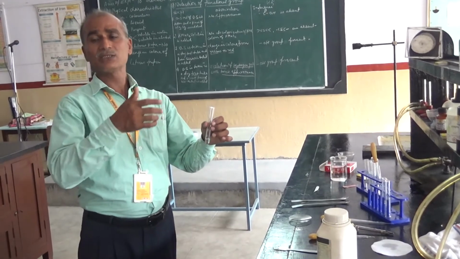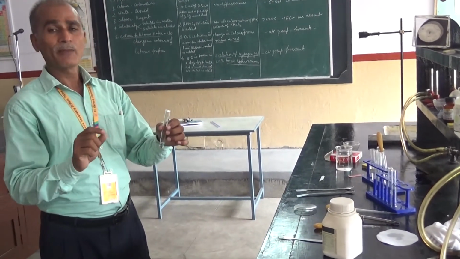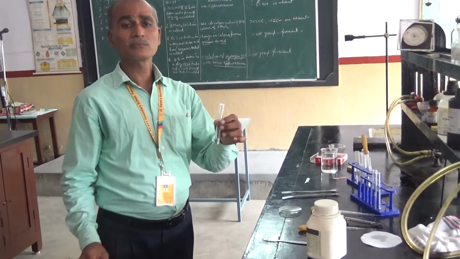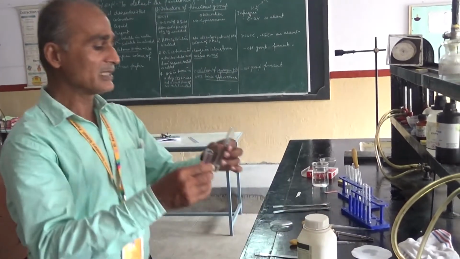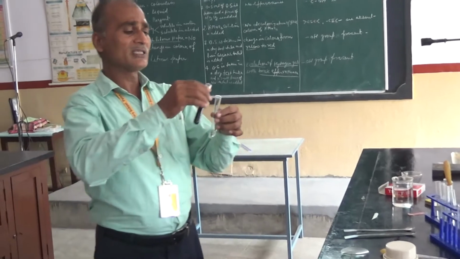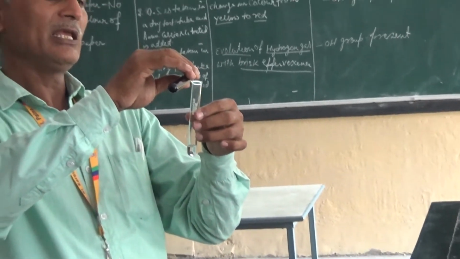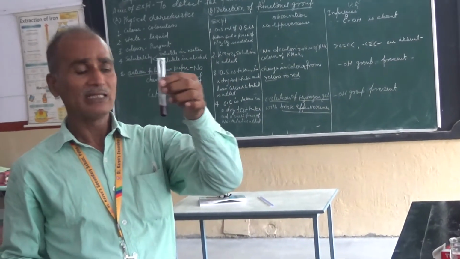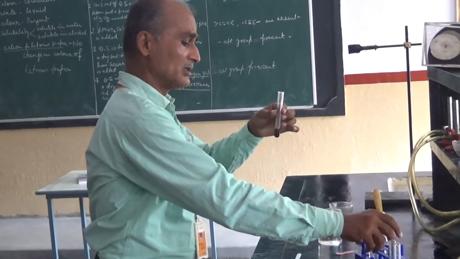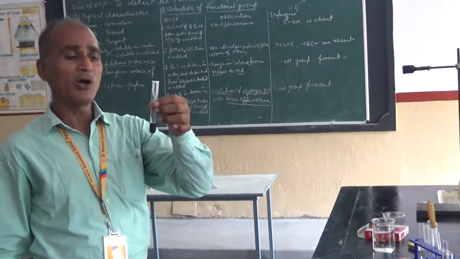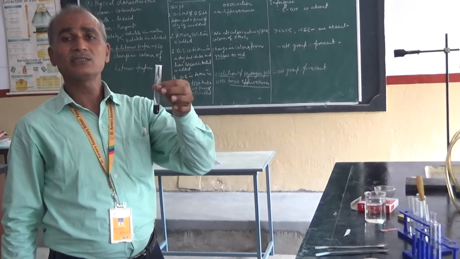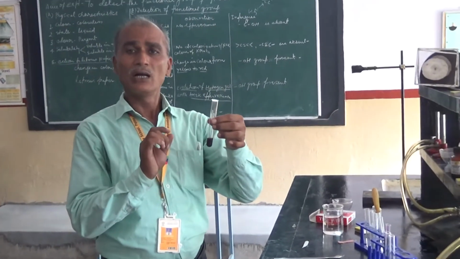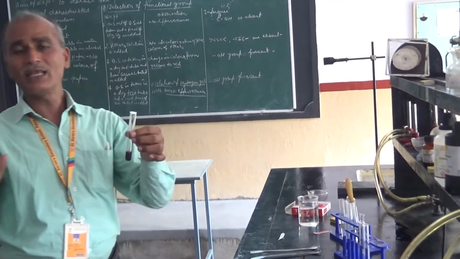If there is a change in the color of the potassium permanganate added to it, that means it is unsaturated. This is your potassium permanganate solution. Now add this solution to it. If there is no change in the color, there is no organic compound having unsaturation, that is a double or triple bond, present in it. That is, double and triple bond compounds are absent in this organic sample.